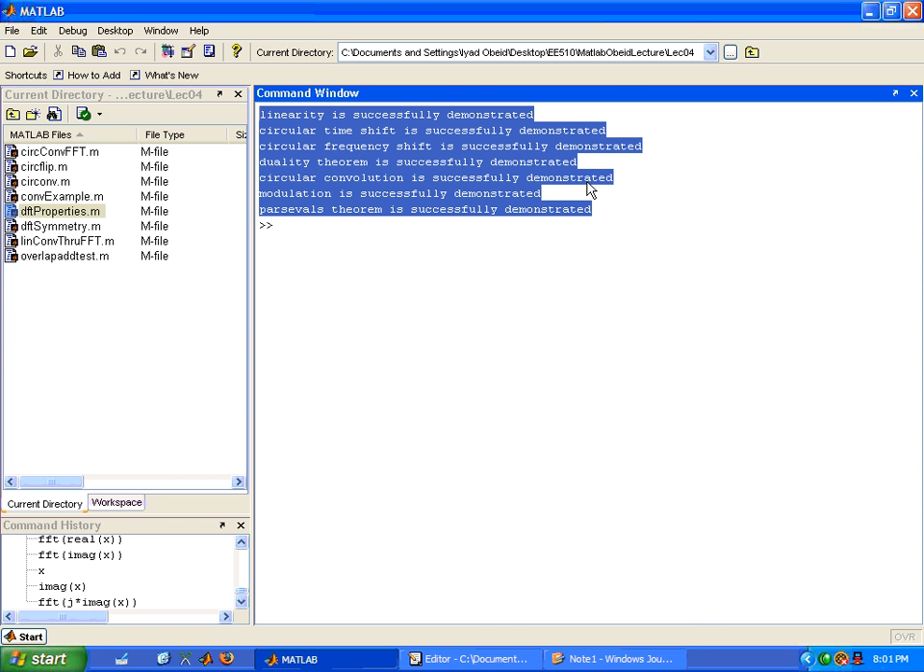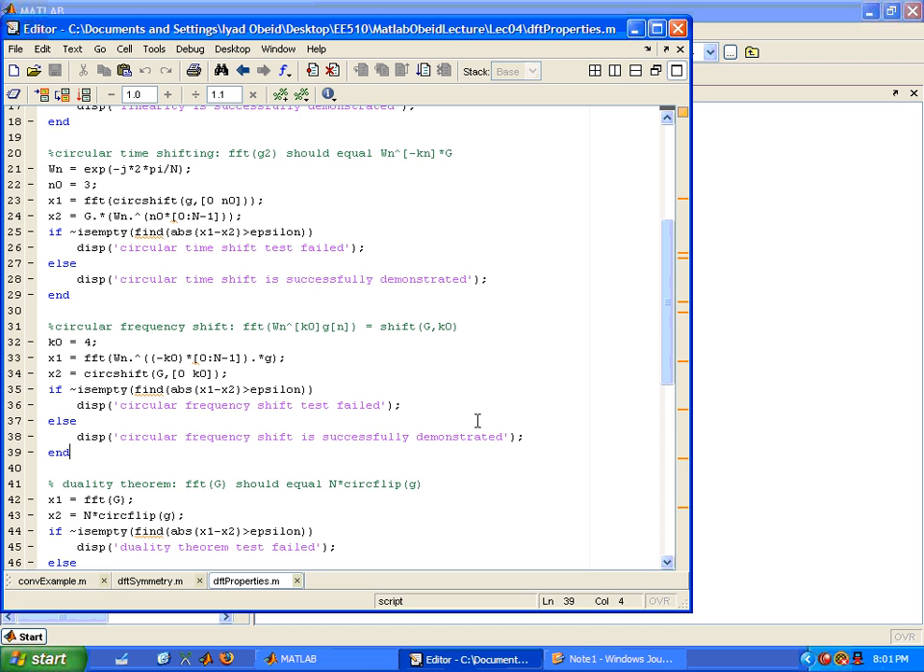What's interesting is to go to the file and look at how you encode the circular shift. I'm sorry, I lost my place. I was up here. That's the MATLAB embodiment of what the circular shift should be in the book, right? And you can play with that and see if it makes sense. But they all work out to be the same. So this file just essentially verifies all the FFT properties.